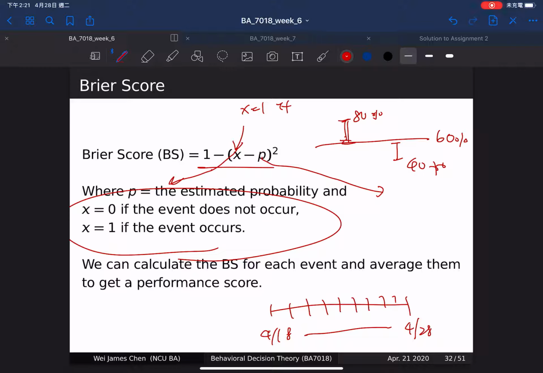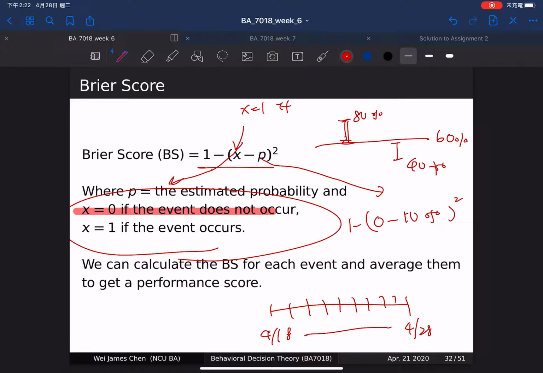So if the estimated probability for today, I just checked it, the raining probability is 10%. And I look out, it actually didn't rain. So x equals 0 because the event doesn't happen. So here it is (0 minus 10%) to the power of 2. That's for one day. And you can do that for many days.